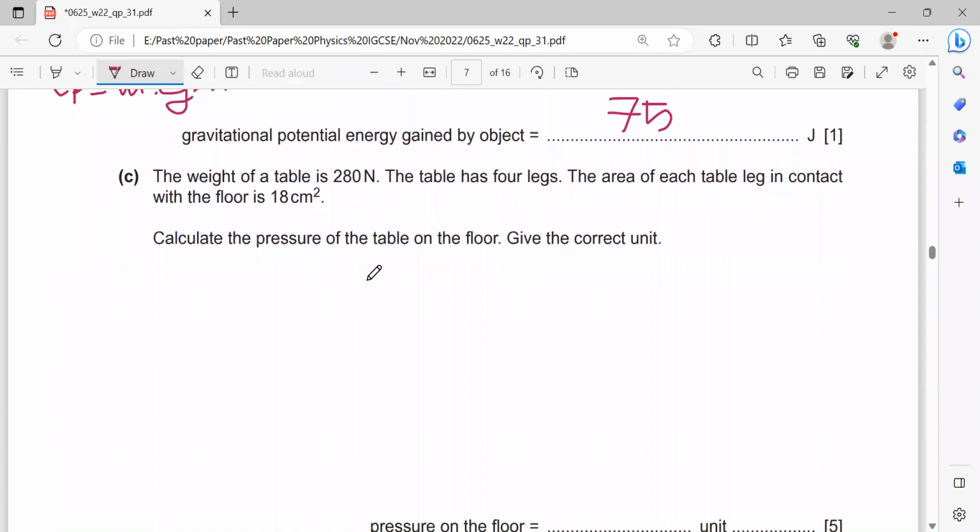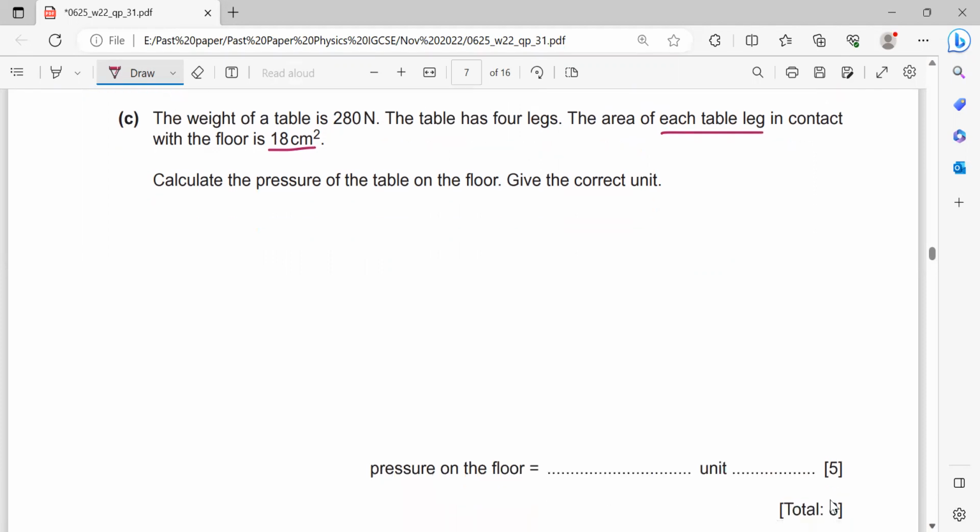Next, the weight of a table is 280 newtons. The table has 4 legs. The area of each table leg in contact with the floor is 18 centimeters squared. Calculate the pressure of the table on the floor. Give the correct unit.